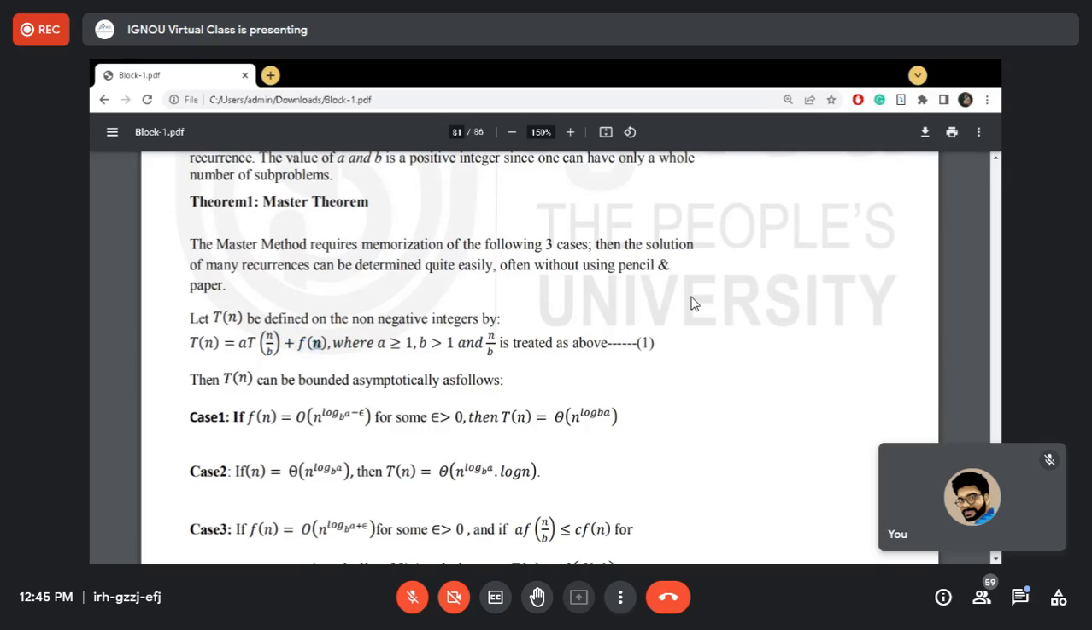It stays as it is. There is no change with this function. For T(n), we have 3 cases. If F(n) is equal to big O of n to the power log base b of a, you have to calculate this value and compare it with F(n).